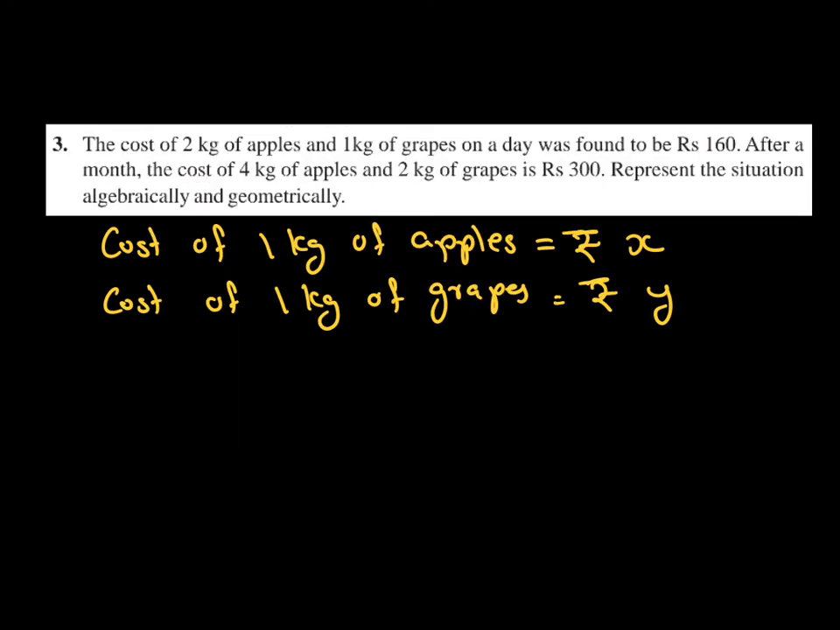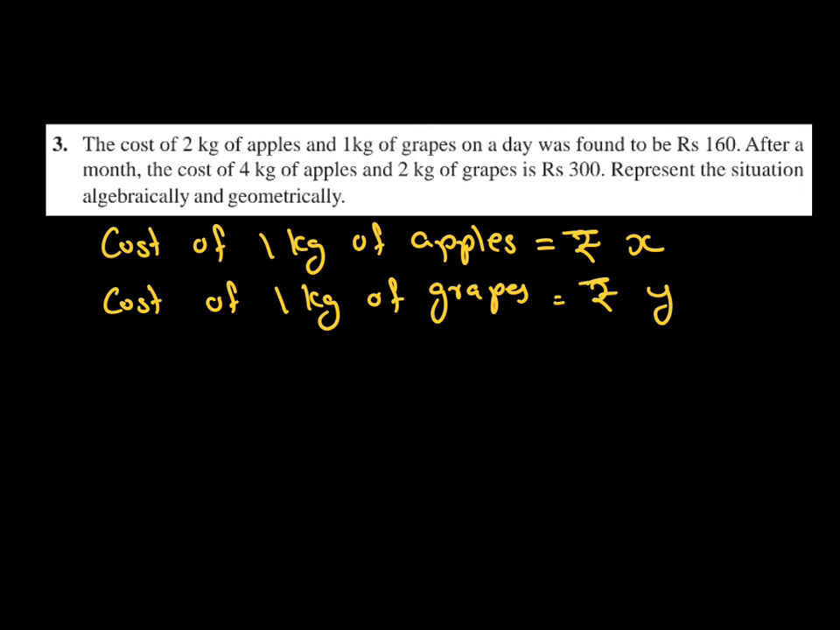The cost of 2 kgs of apples and 1 kg of grapes on a day was found to be 160 rupees. After a month, the cost of 4 kg of apples and 2 kg of grapes is 300 rupees. Represent the situation algebraically and geometrically.